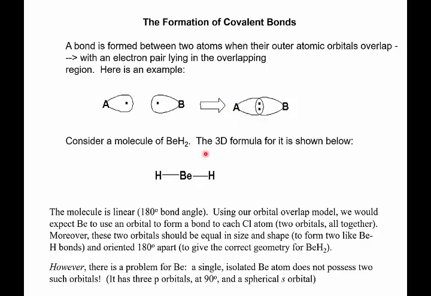Well, let's consider a triatomic molecule. This is beryllium dihydride. The 3D formula for beryllium dihydride is shown here. It's a linear molecule. Well, how does beryllium form the bonds to the hydrogens and get the correct geometry, the bond angle being 180 degrees?